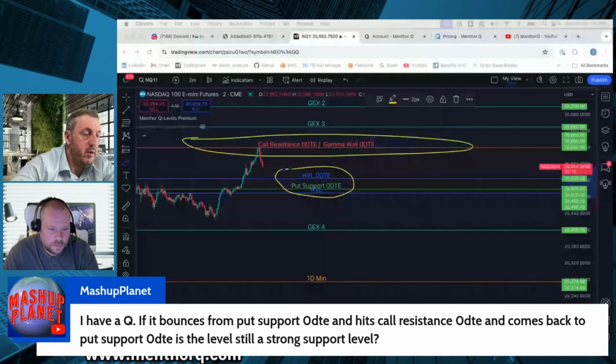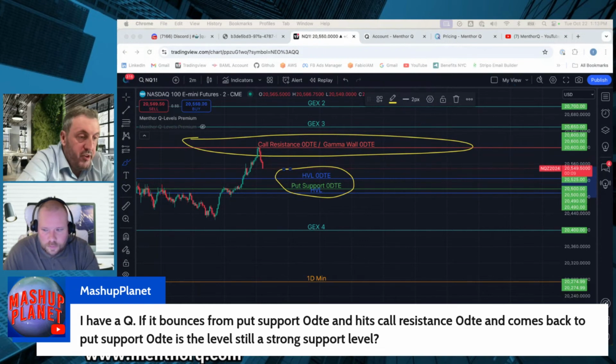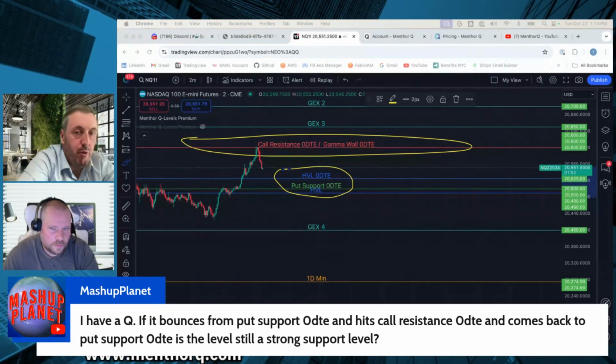So let's go back here. There's a question: if it bounces from put support 0DT, hits call resistance 0DT, and comes back to put support 0DT, is the level still a strong support level? The answer is yes. Always think that options have an expiration, right? The put support is really translating the option activity, and as we move closer to the expiration, the sensitivity of those options increases, right? So if there is a retest of that level, then suddenly those hedges need to be put in place. So yes, it is a support that is still valid.